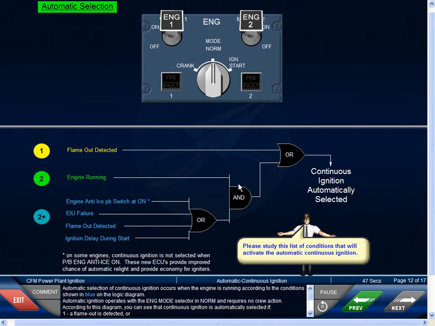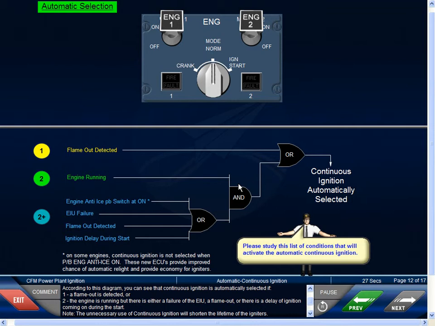Automatic selection of continuous ignition occurs when the engine is running according to the conditions shown in blue on the logic diagram. Automatic ignition operates with the engine mode selector in norm and requires no crew action. According to this diagram, you can see that continuous ignition is automatically selected if a flameout is detected, or the engine is running but there's either a failure of the EIU, a flameout, or there's a delay of ignition coming on during the start. Note, the unnecessary use of continuous ignition will shorten the lifetime of the igniters.